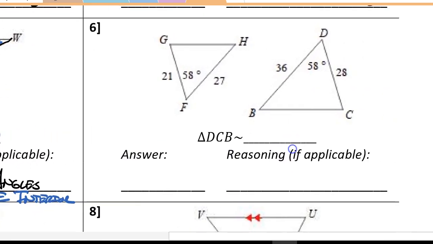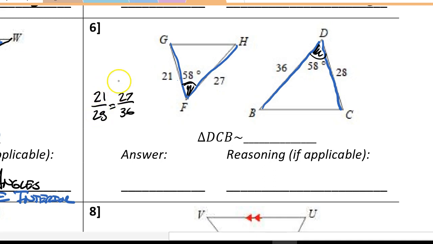Question 6. Looking at this, we see that 50 is in fact congruent to this 58-degree angle, and we have two sets of sides on either side of my angle, so it's an included angle, so I'm thinking side angle side. So the only thing to show here is that the side lengths are in proportion. 21 to 28, 27 to 36.